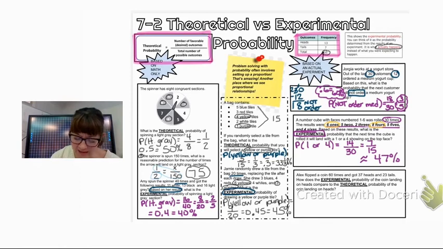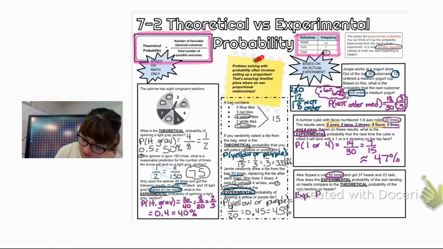Last one, Alex flipped a coin 60 times and got 37 heads and 23 tails. Now we know that theoretically, if you flip a coin 60 times, we expect 30 heads, 30 tails, because 50% chance of getting either one. But again, doesn't mean that's what will actually happen. Here we have actual data. How does the experimental probability of the coin landing on heads compare to the theoretical probability of the coin landing on heads? So let's look at the experimental probability first.